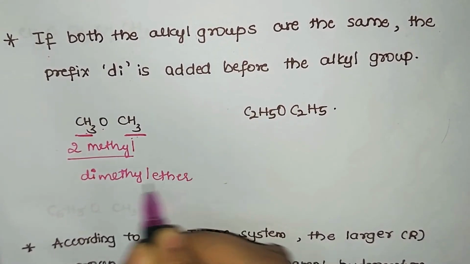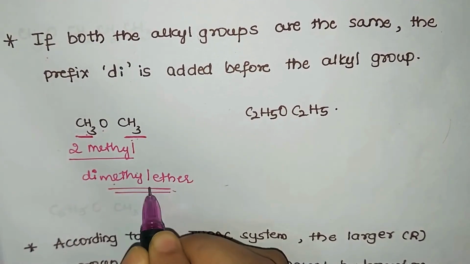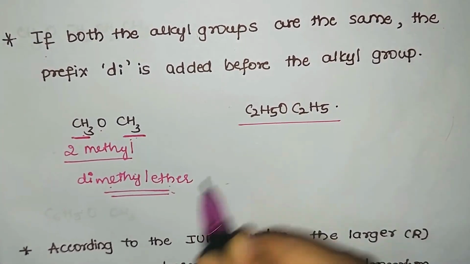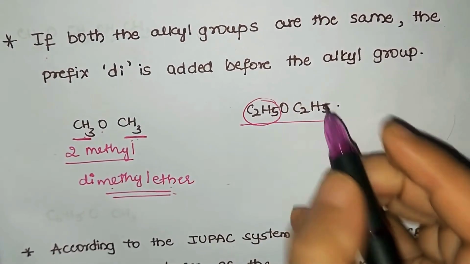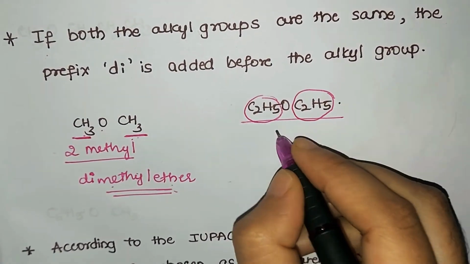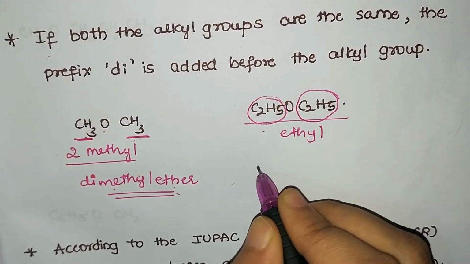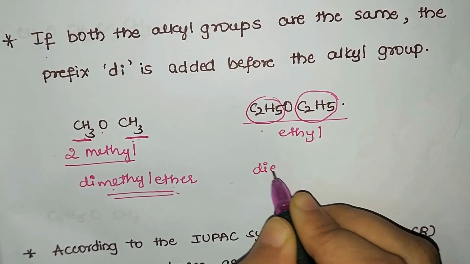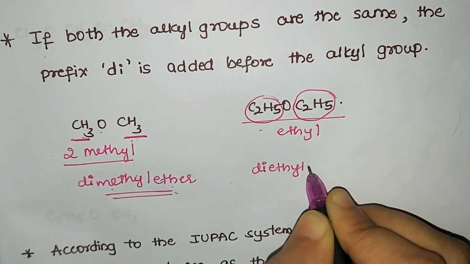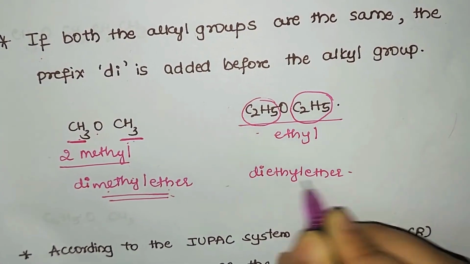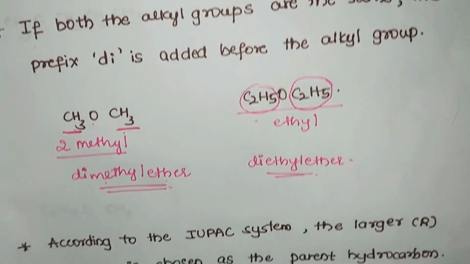Similarly, consider another example. We have taken another example C2H5O, C2H5. There are two ethyl groups. So what will be the common name here now? Diethyl. Why? Because two ethyl groups are there, and ether. So the common name here is diethyl ether.